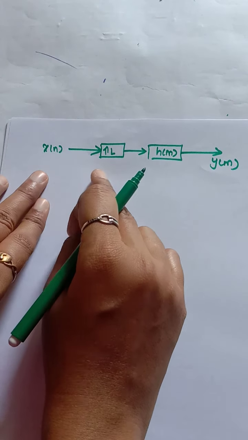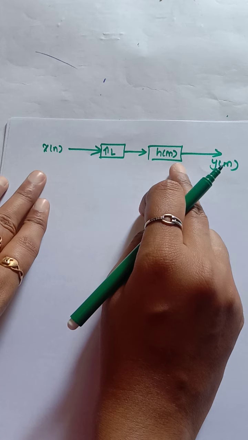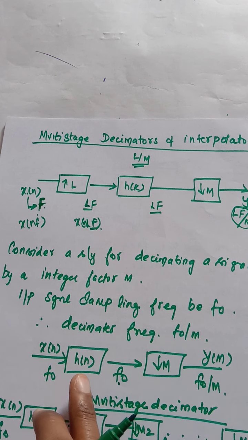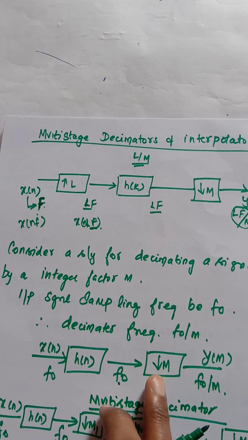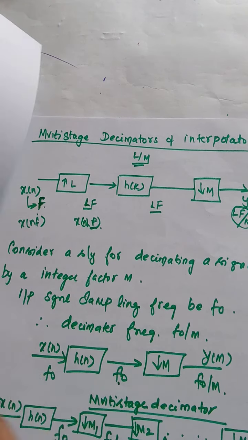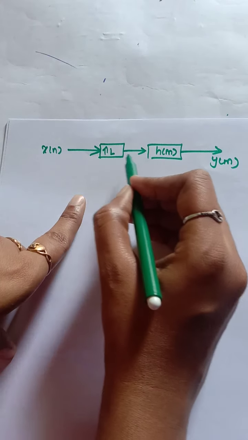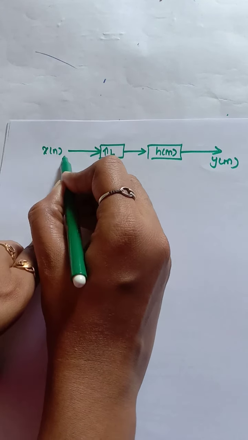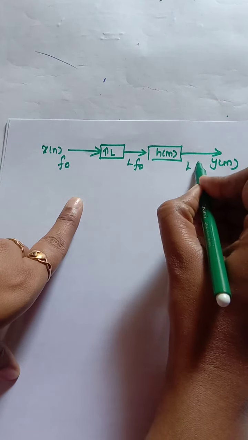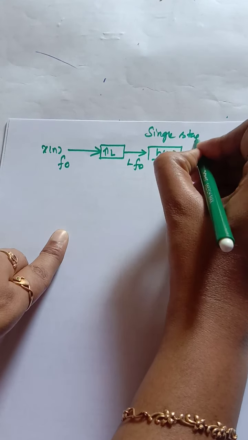Now consider the interpolation. First you perform interpolation, then you need a filter to remove imaging, the anti-imaging filter. In the case of decimation, first you need a filter and then you perform decimation, to prevent the aliasing effect. Now consider this one: x of n, an interpolator and then a filter. The signal frequency is f naught, so this becomes L f naught, and after the filter there is no change, L f naught. This is a single-stage interpolator.